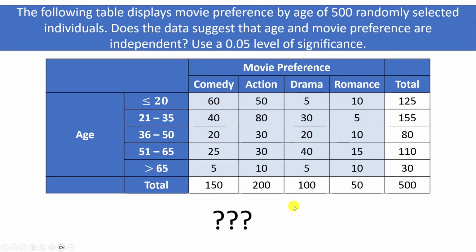All right, so here is a problem for you to try. The following table displays movie preference by age of 500 randomly selected individuals. We are asked, does the data suggest that age and movie preference are independent? And we are asked to use a 0.05 level of significance. So go ahead and set up your matrix, set up your null and alternative hypotheses, run the chi-square test, get your p-value, make a decision, and then write a conclusion.